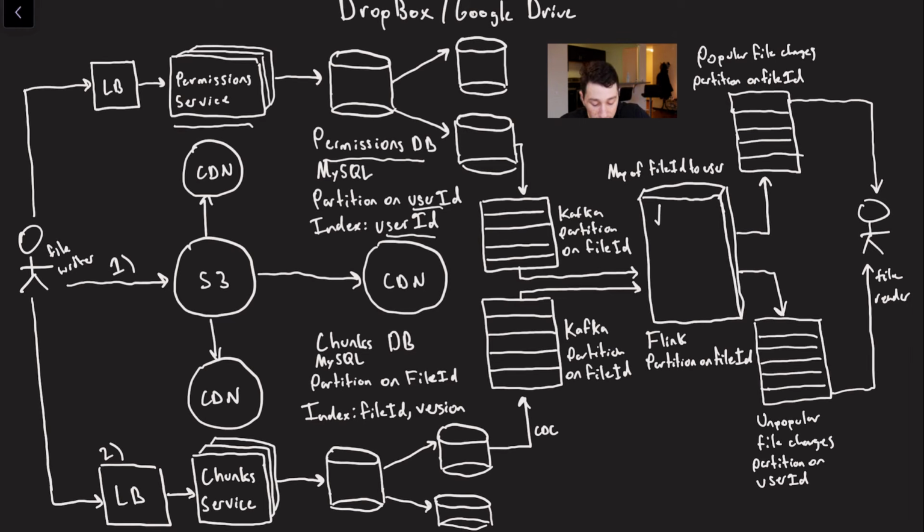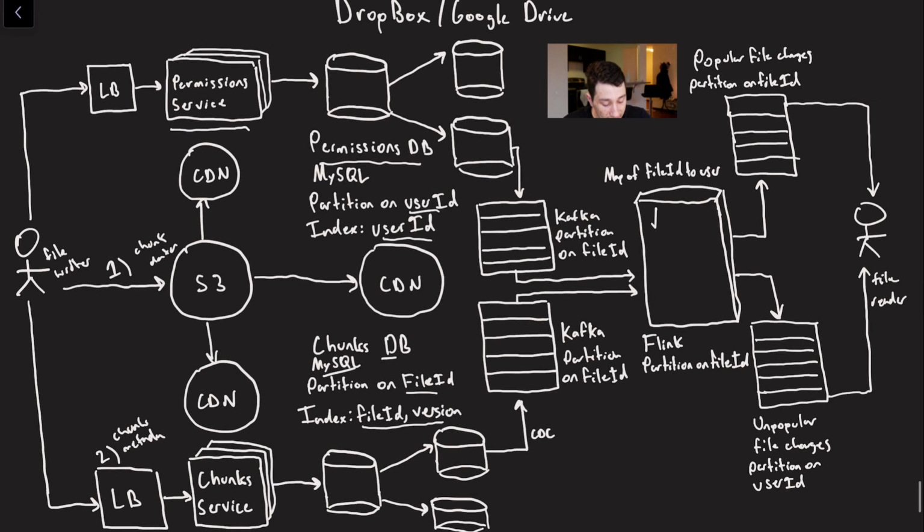So again, the idea here is that first we put the actual chunk data, then we've got our chunk metadata going to our chunk service, which again is going to flow into our chunks MySQL database. We want to partition this on file ID so that loading all of the chunks for a particular file and version is particularly fast, and then index upon file ID and version within that, so that for a given version, we can quickly figure out what chunks that is going to contain.